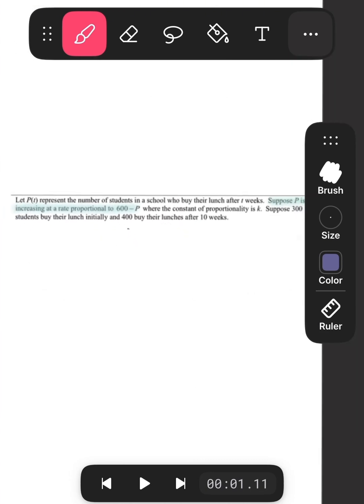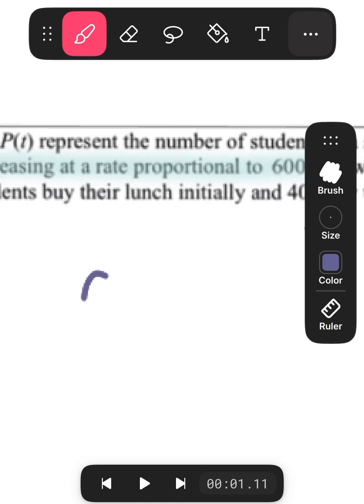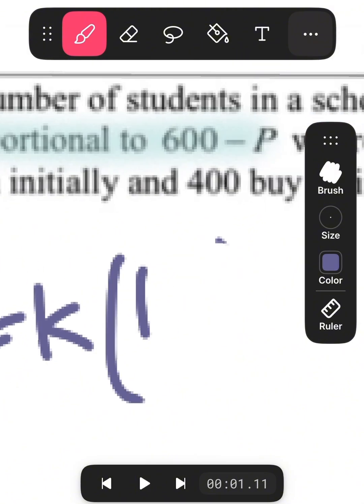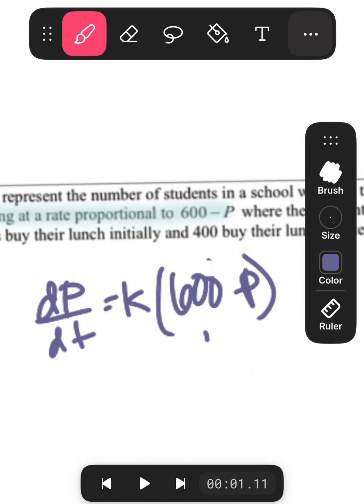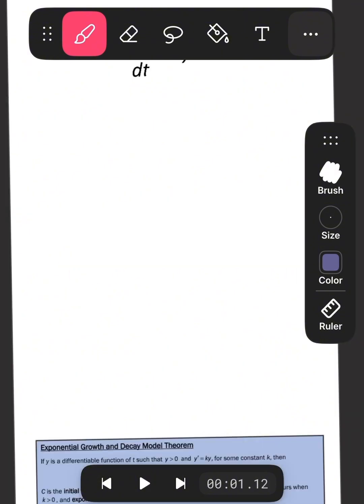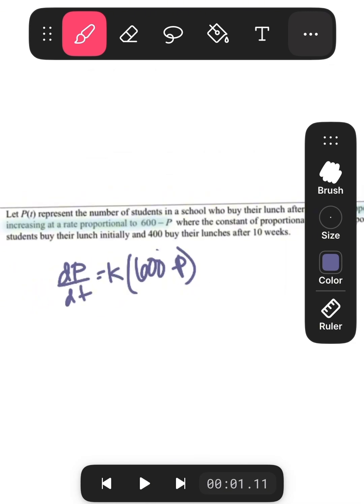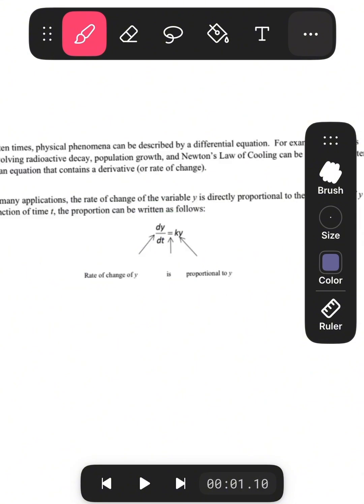For example, in this problem, which we'll come back to later: let P of t represent the number of students in a school who buy their lunch after t weeks. Suppose P is increasing at a rate proportional to 600 minus P. So dP over dt is proportional, with constant k, to 600 minus P, which is what y would be in that situation. That's how we're told that we need to use an equation that has the exact same structure as this. And if this is true, then we know that the function must be an exponential function, exponential growth or decay.